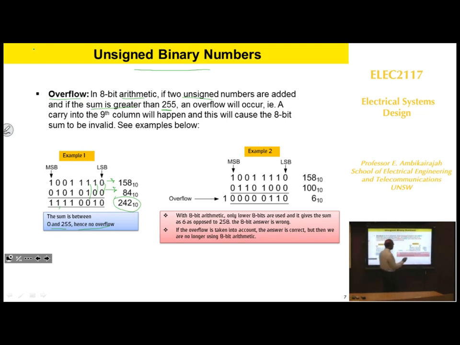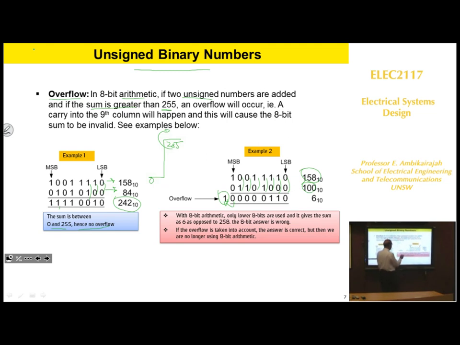Now take another pair of numbers to add: 158 and 100. If you add them, it is 258. The range is 0 to 255 with 8-bit arithmetic, so 258 is outside it. You cannot represent that in 8-bit arithmetic. So what happens? When you add them, you keep adding as with the normal adding principle, and then you will find another bit comes out. If there's a bit in the 9th column, that means there's an overflow.